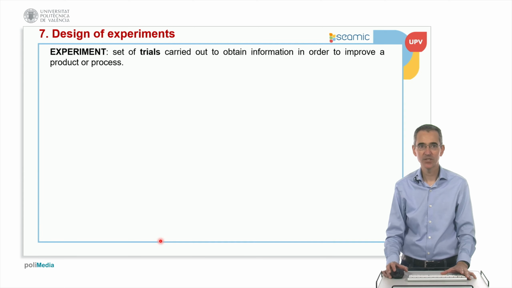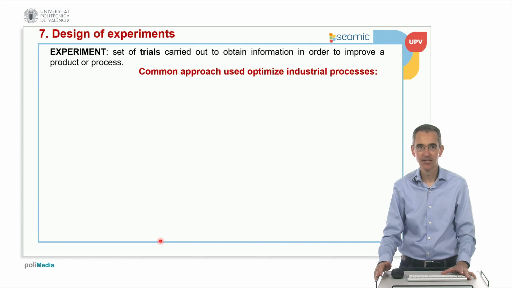Okay, so what is an experiment? An experiment is like a set of trials that we carry out to obtain information in order to improve a product or process or to obtain useful information about something. Okay, so a common approach that is used to optimize industrial processes is the following.